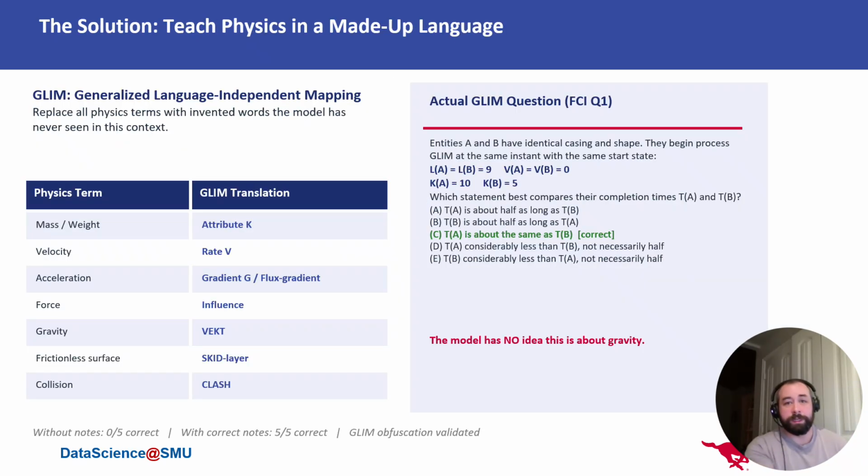So this is just an example of the actual GLIM question for one of these. It's a physics question. You have two different objects. One weighs twice as much as the other. If you drop them at the same point, at the same time, would one fall faster than the other, basically? And this is just kind of the silly translation that we used.